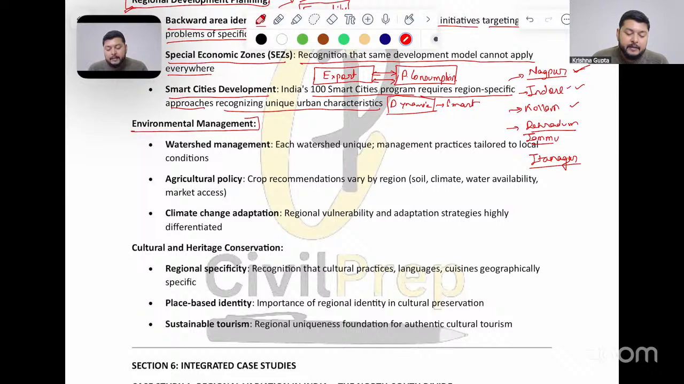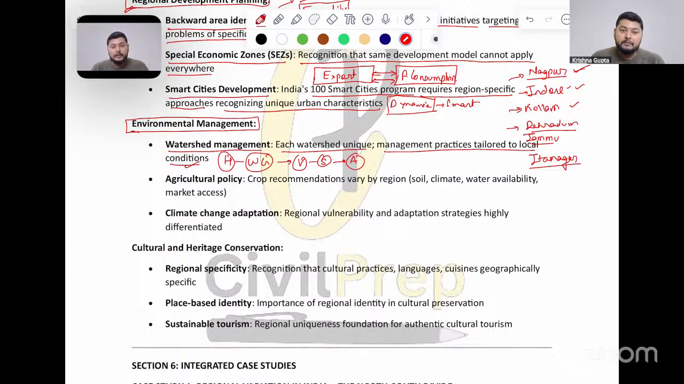Next is environmental management. Environmental management is very important from the perspective of planning. Watershed management: each watershed needs unique management practices tailored to local conditions. Watershed planning for the region of the Himalayas is different from the Western Ghats, and from the Vindhyas, Satpuras, and Aravalis. All these regions have different watershed management conditions, because their local conditions are very different from one another. Agricultural policy: crop recommendations vary by region, that is, soil, climate, water availability, and market access. Climate change adaptation: regional vulnerability and adaptation strategies are highly differentiated from each other.